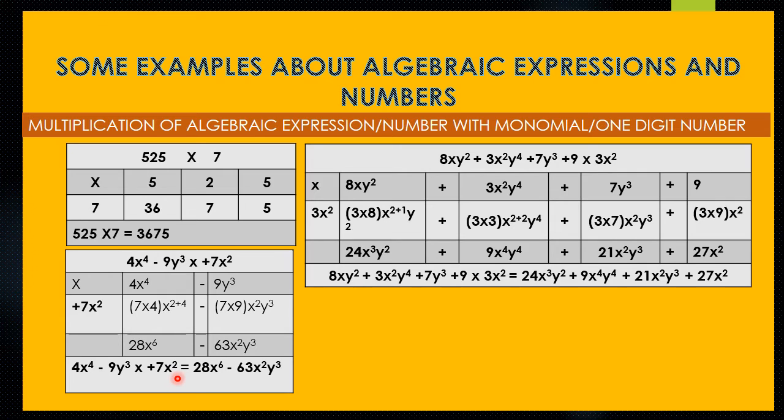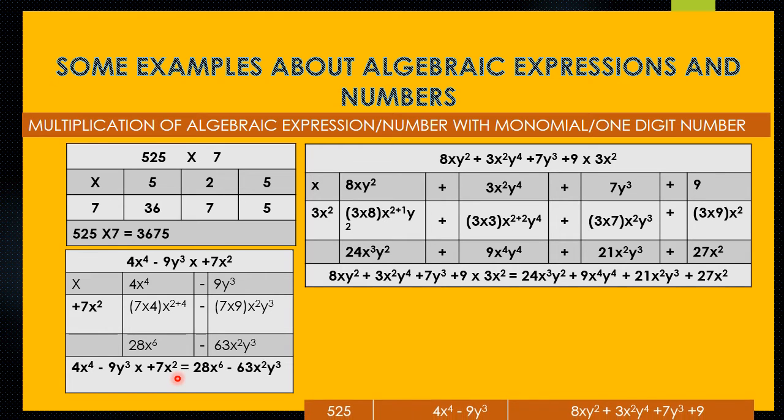So the answer is, now you look here, the answer is 24x cube y square plus 9x power 4 y power 4 plus 21x power 2 y power 3 plus 27x power square. So this is the answer.